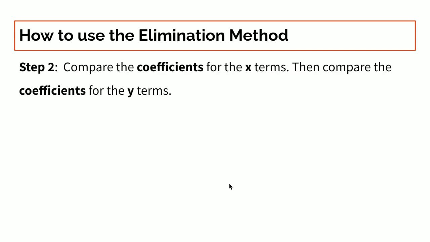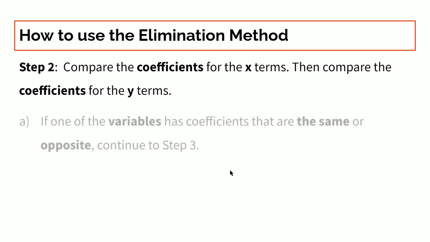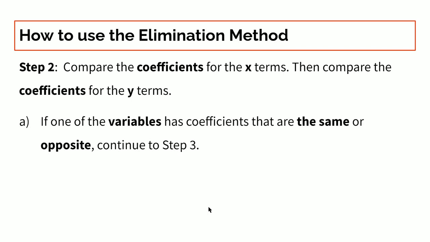Our second step is to compare the coefficients for the x terms and then compare the coefficients for the y terms. What we're looking for is matches of the number. We're not paying attention to sign at this step, just the number in front of the variables. If one of the variables, either x or y, has coefficients that are the same or opposite, so 2 and 2 or 2 and minus 2, we can continue to step 3. We're good to go.